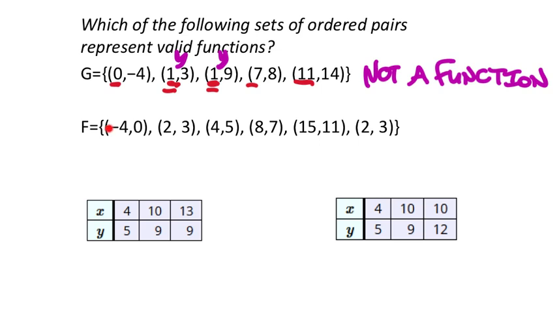The next one, we've got -4, 0. So there's our -4 we put in. I don't see any repeats. Here's a 2 right there. Oh, there's another one. So right here, I put in a 2, out comes a 3. Over here, I put in a 2, out comes a 3. That's okay. That still is a function.